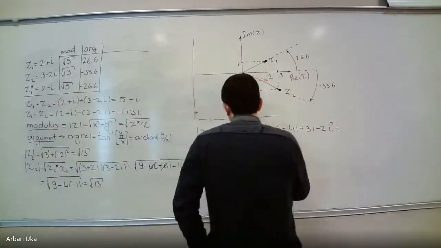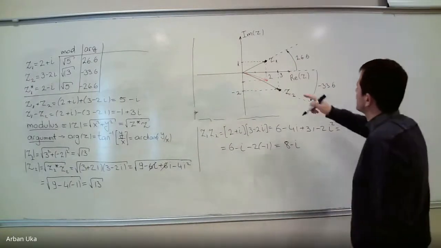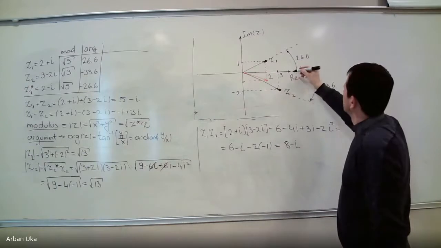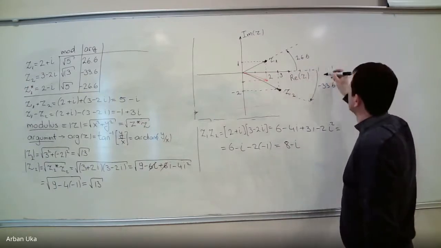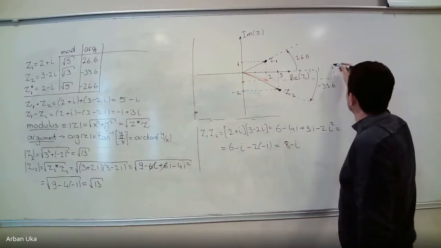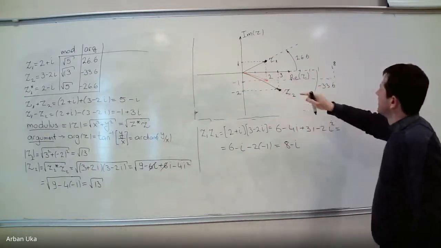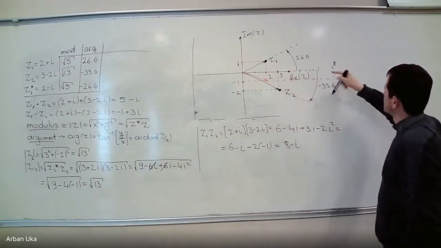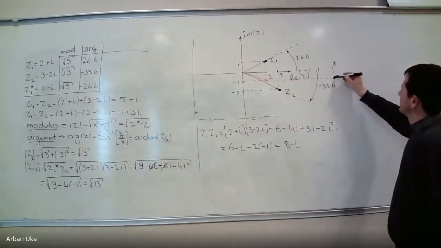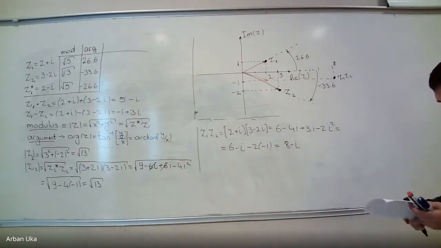Okay, and then let's see what we obtained here. We found out that Z1 times Z2 is 8 minus i, and this means that we have here 1, 2, 3, 4, 5, 6, 7, 8 minus i. We're going to get a vector, so this is 8, minus i, this is minus 1, so it's going to be a vector that extends down here, from the origin up to this point. So this is Z1 times Z2.